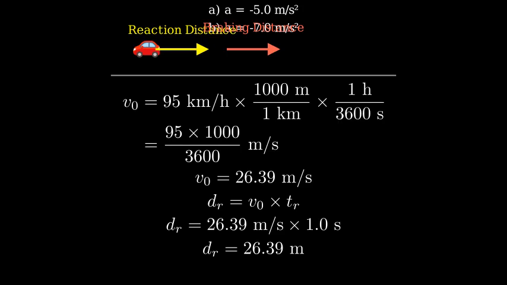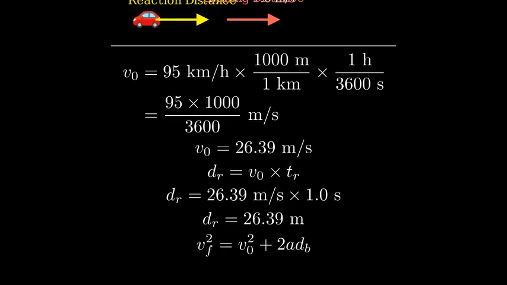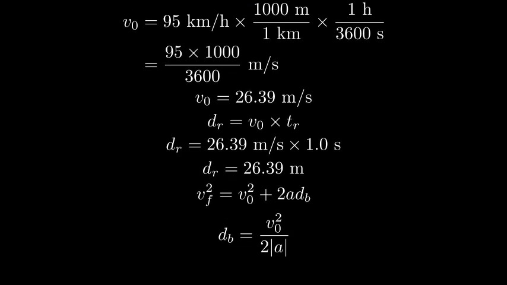For the braking distance, we'll use the equation that relates velocity and acceleration to distance. Since our final velocity is 0, we can use v final squared equals v initial squared plus 2 times acceleration times distance. Rearranging this for distance, we get braking distance equals v initial squared divided by 2 times the magnitude of acceleration. Let's solve part A first, where the deceleration is 5.0 meters per second squared.